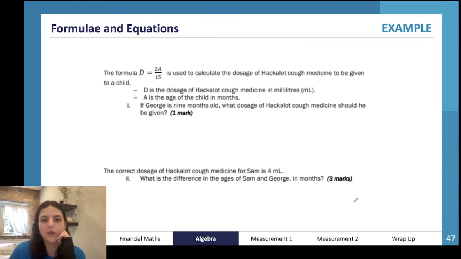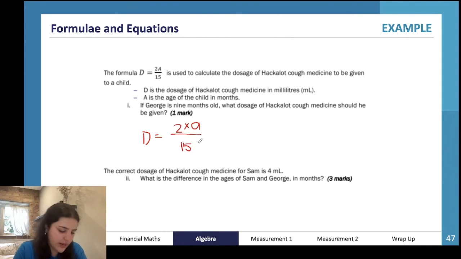Okay, this is our last question. The formula D equals 2A over 15 is used to calculate the dosage of Hackelot cough medicine to be given to a child. D is the dosage of Hackelot cough medicine in milliliters. A is the age of the child in months. If George is 9 years old, what dosage of Hackelot cough medicine should he be given? So our dosage, we know he is 2 and his age is 9 months. And we're going to divide that by 15. So 2 times 9 over 15 is equal to 1.2 milliliters.